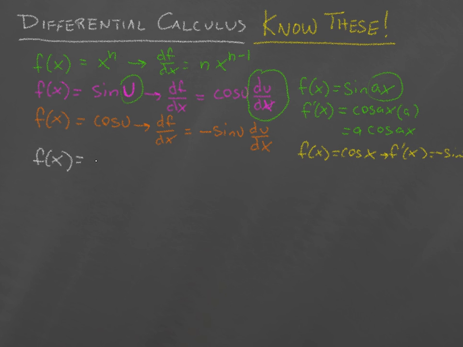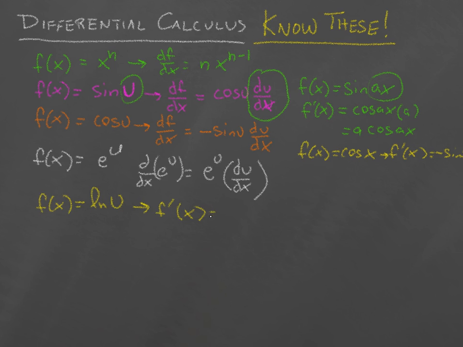We have the exponential function, e to the u. So the derivative of that is just e to the u du dx. And again, this is the same as what I said for sine and cosine. And then finally, if we have a logarithm, the derivative is just 1 over u du dx.